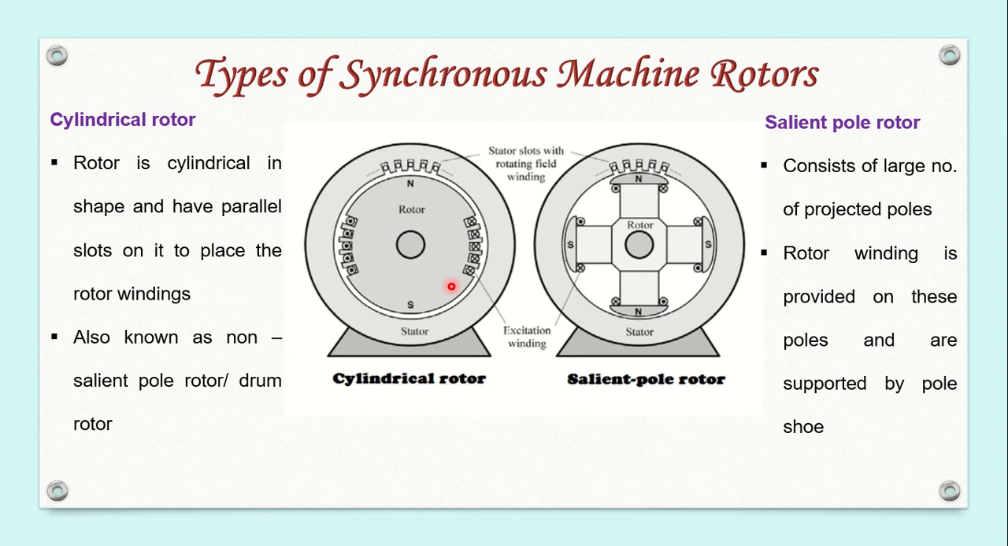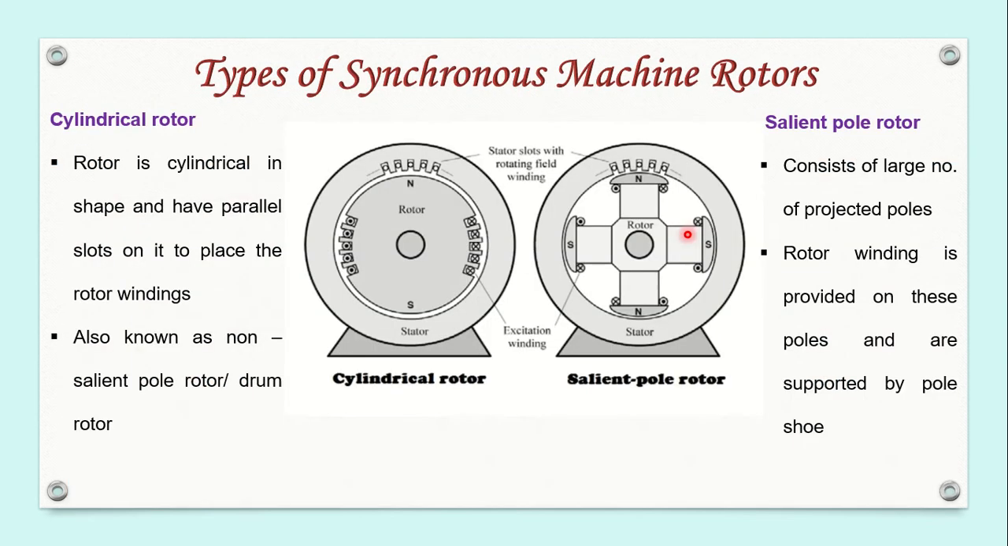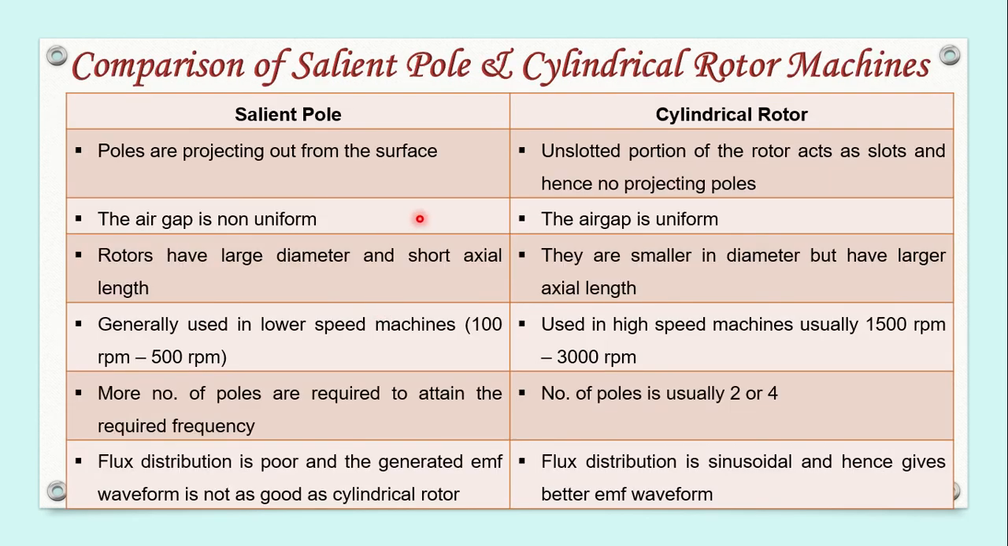and the unslotted portion of the rotor acts as the poles. In case of salient pole machines, the air gap is non-uniform, and the air gap is uniform for cylindrical rotor machines. Here this is the air gap in case of a salient pole machine, and it is non-uniform due to the projecting poles. In case of a cylindrical rotor machine, the air gap is almost uniform. That was the second point.